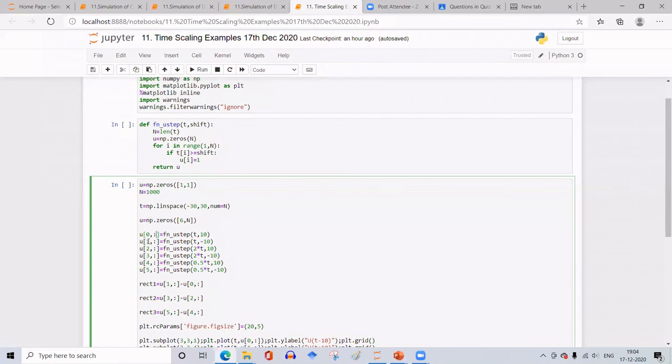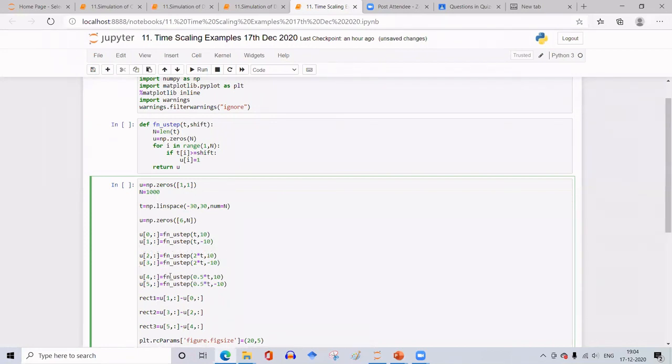Then in the second row, that is U of 1 comma colon, I'll call the same function with a shift equal to minus 10. These two I will make use of to form the first rectangle, which is U of 1 comma colon minus U of 0 comma colon. That is, this is nothing but U of t plus 10, this is U of t minus 10. When I do this arithmetic operation, I get the first rectangle, which exists between minus 10 to plus 10.